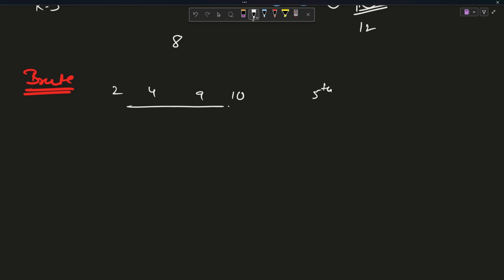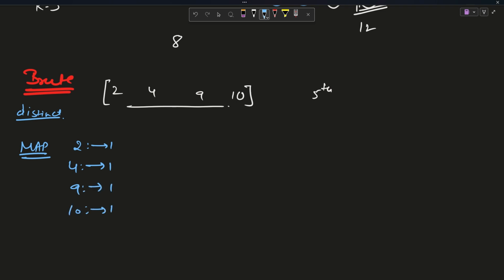Brute force always says, what has been given to you in the question, do that. Okay, so I have this in an array. What will I do? I will create a map. It is also mentioned that the elements are distinct positive, right? So 2 is occurring one time, 4 is occurring one time, 9 is occurring one time, 10 is occurring one time, right? Now I will start from 1.